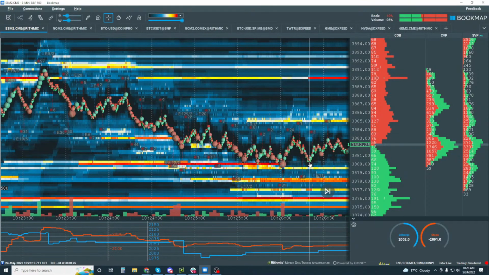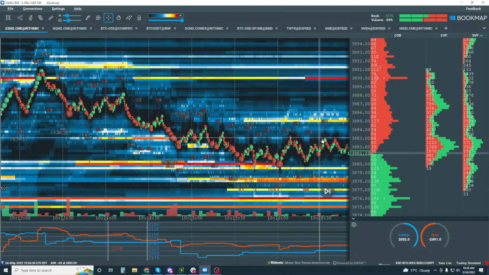Where are the sellers now? Well, we would assume that there would be more selling in here. It's a low volume pullback. We're looking for the retest back down here. We're looking for more sellers, and we're looking for continuation. Well, there weren't any sellers. So we rotate back up, and we start to find a little bit of buying in here.